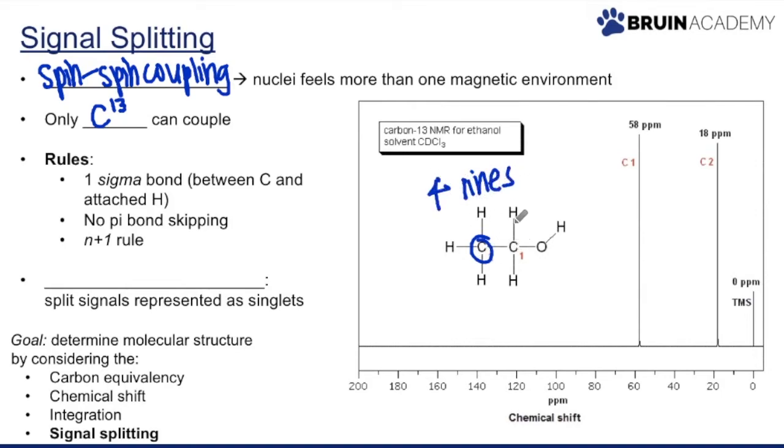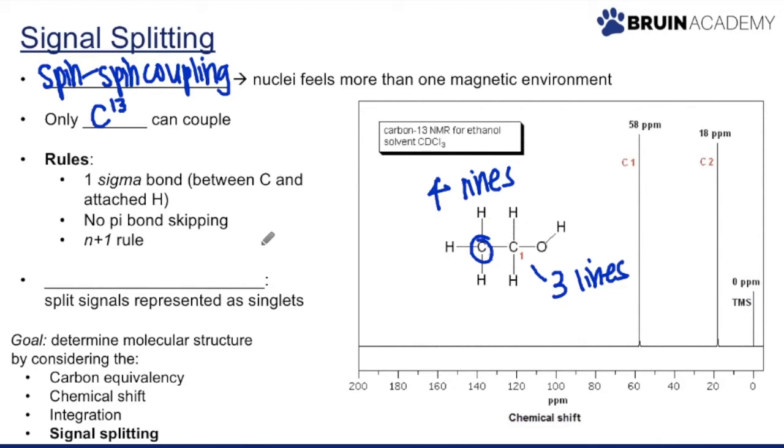Whereas this carbon here has 2 hydrogens attached to it, so 2 + 1 is 3. So this carbon will actually split into 3 lines in its signal. But you might be looking at this spectrum here and wondering, well, I only see 1 line here and 1 line here. I don't see any splitting at all.